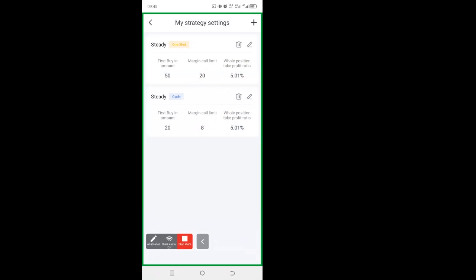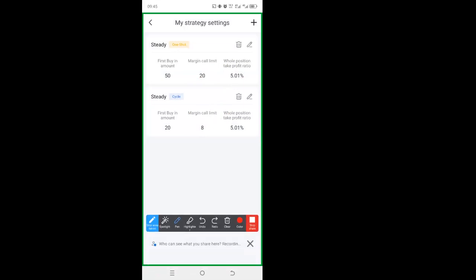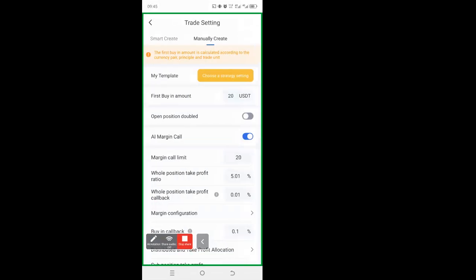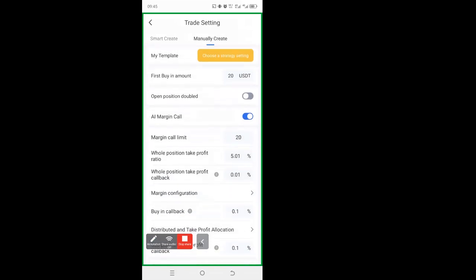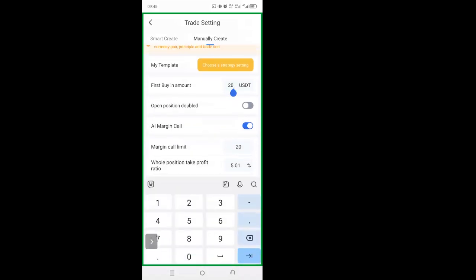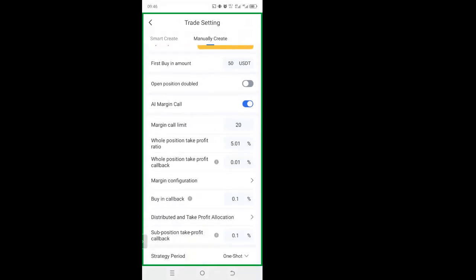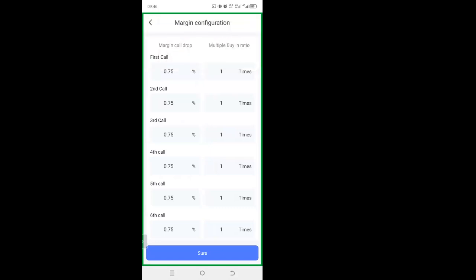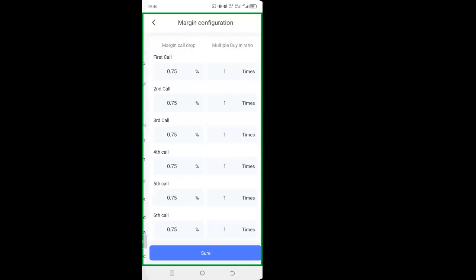You only come and click here. You see? Here. You click, then all will be applied, then you only change your first buying amount. You put 50 here. When you put 50 there, put off the AI margin call here, you can check that what you have set is right away here. You see that? It is right away there.